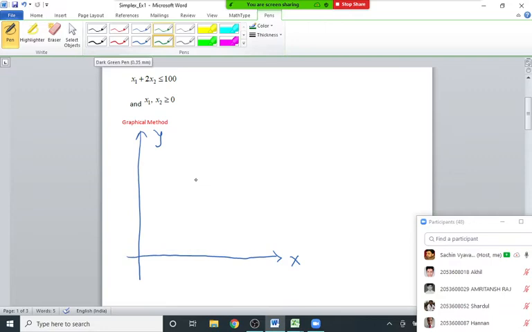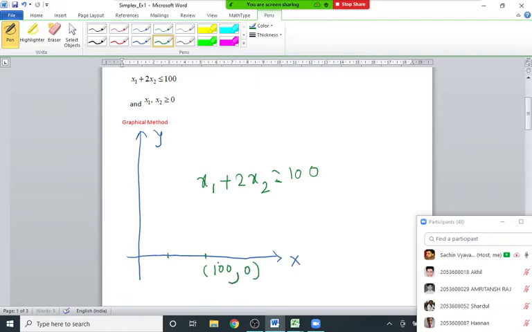I will write that equation as x1 plus 2x2 equal to 100. So this straight line we have to draw, and to draw any straight line, we require a minimum of 2 points. If we put x2 equal to 0, we get x1 as 100. Let us say this is my 50 unit and this is my 100 unit. So we got the point 100, comma 0.